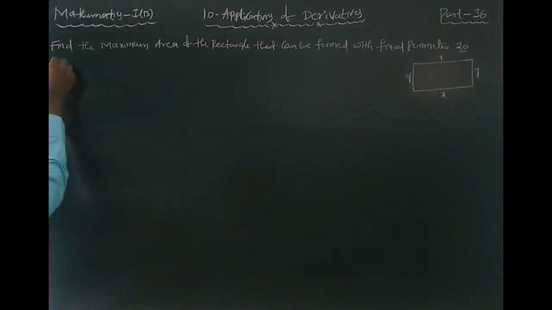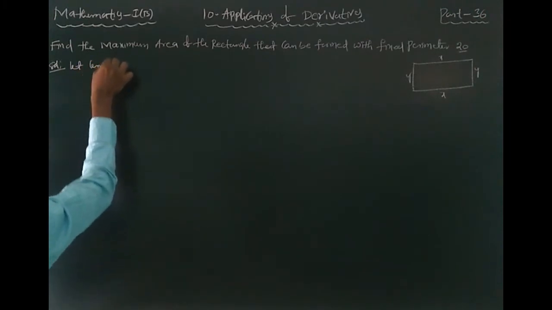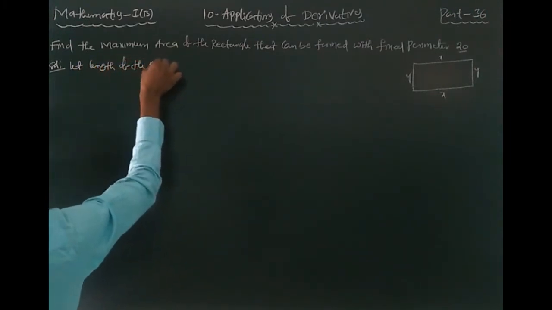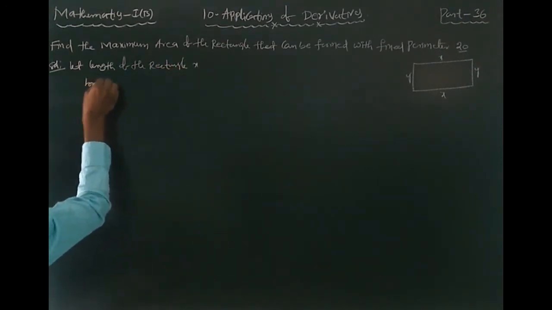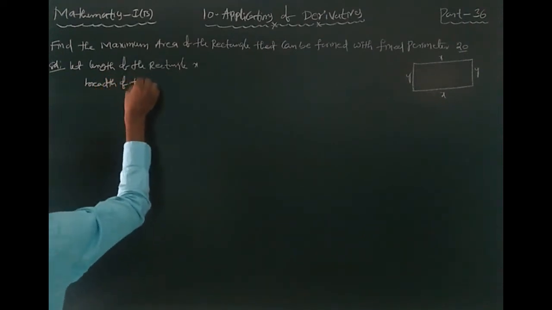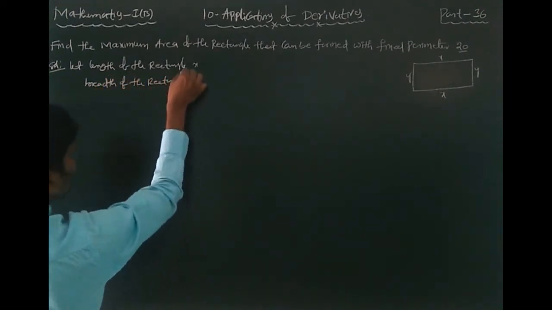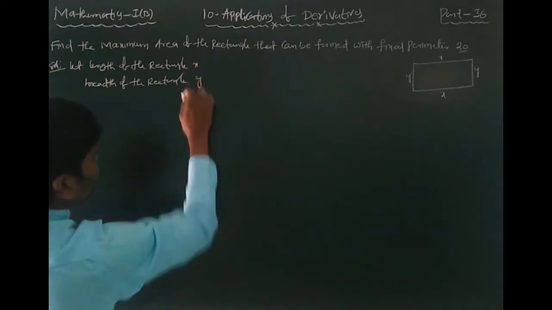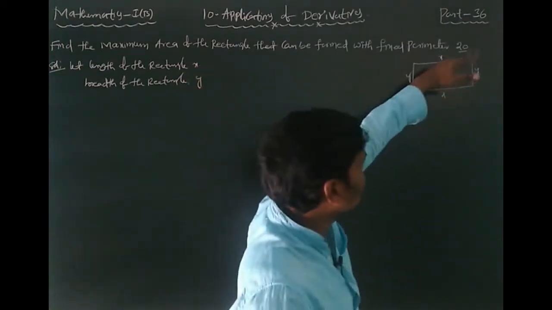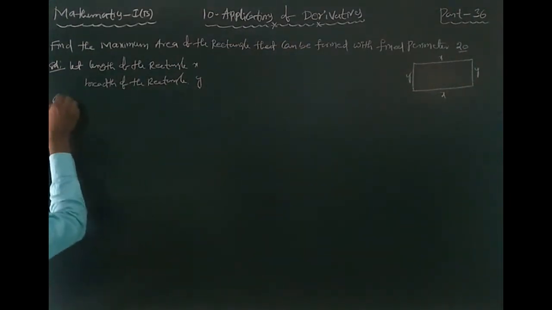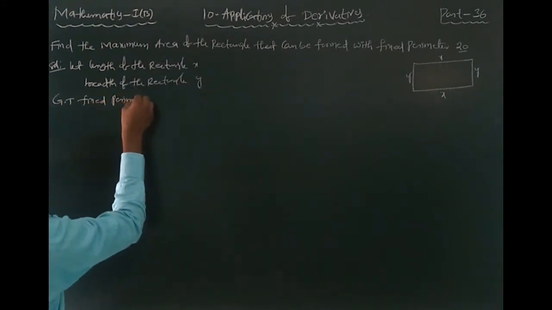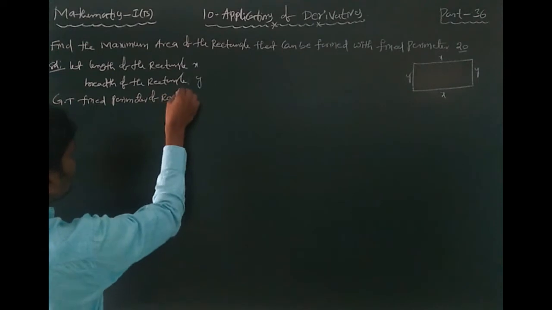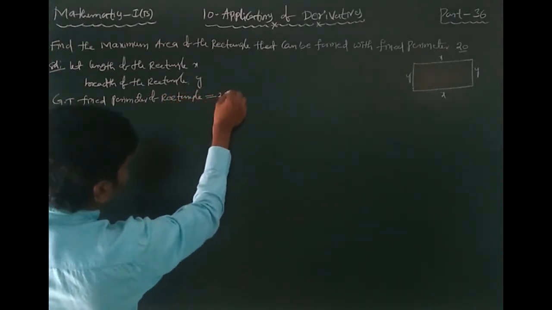First of all, you can write the solution. Length of the rectangle is x, and breadth of the rectangle you have to take y. This is length, this is breadth. After that, given that the fixed perimeter of the rectangle is equal to 20.